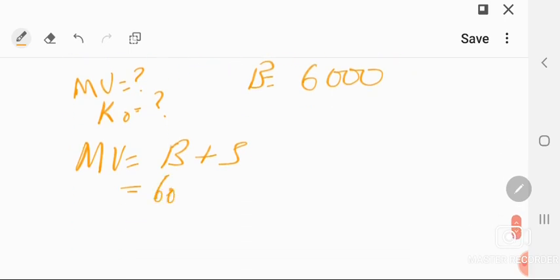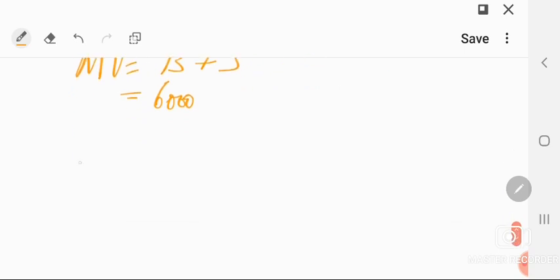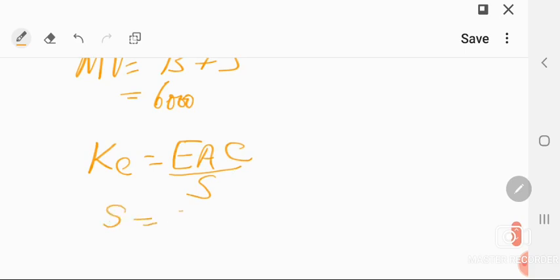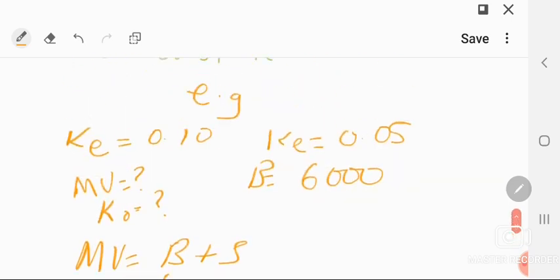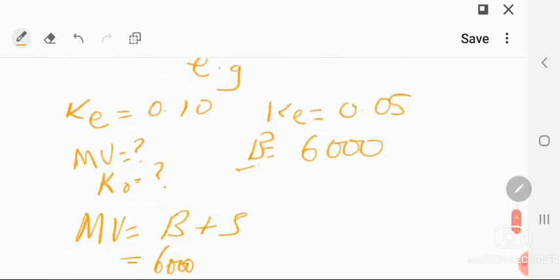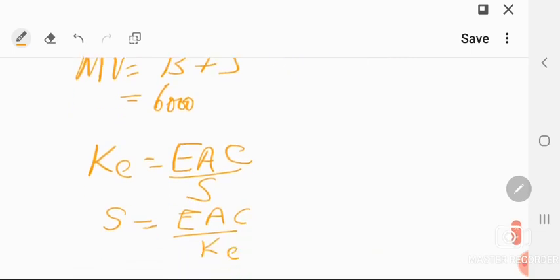We have 6,000 here. Do we know the value of S? No. What are we going to do? Remember, there was a formula which I gave you earlier on that had S. This one. So you can solve for S here. You just say S is equal to EAC over KE, where all these are given as follows. Let me just give you EBIT, because EBIT is part of EAC. Let's also maintain the same one from the previous example, 2000, so we don't go far with new figures.